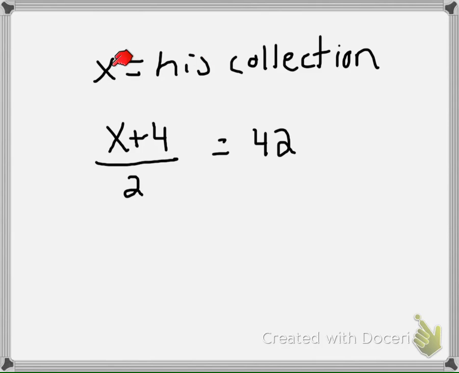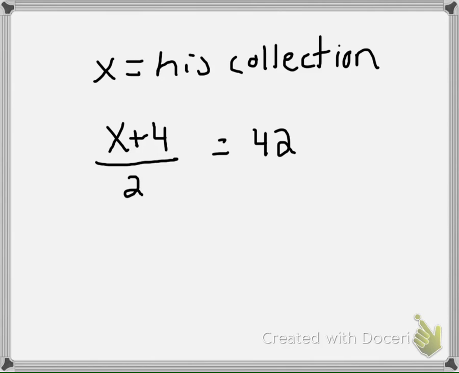So when you do this, when you write x is equal to his collection, it's called defining the variable. You're telling me that x stands for the number of cards that were in his collection. Okay, so now let's make that into an equation.